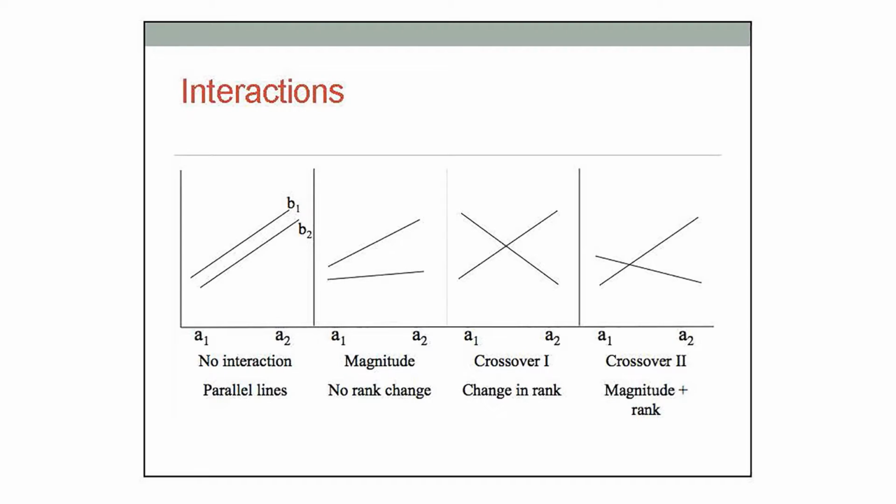Now, this is a problem if you have a crossover. So the best treatment at level A1 is actually the worst treatment at level A2. This is where, if you drew an average here, you would conclude there is no effect.